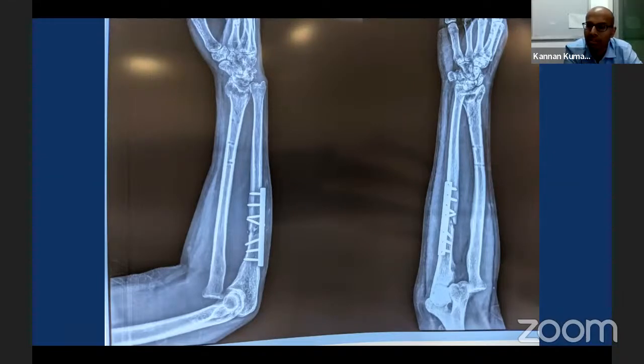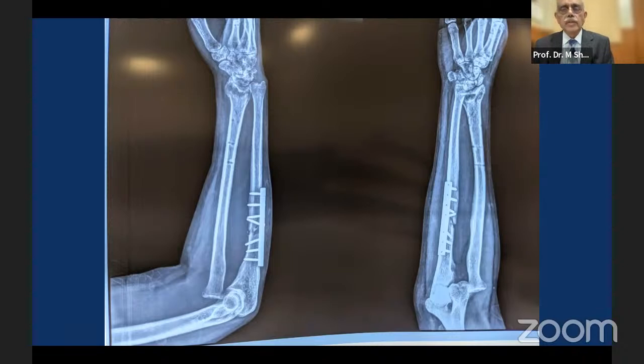I just wanted to ask Dr. Chaitanya, is there a role for a distractor, which you mentioned, the mini femoral distractor, in the initial stages? Rather than putting a Steinmann pin and pulling it, the mini femoral distractor could be used, though the ulna is fixed there, but still there is a possibility that it may pop in. Is there a possibility?